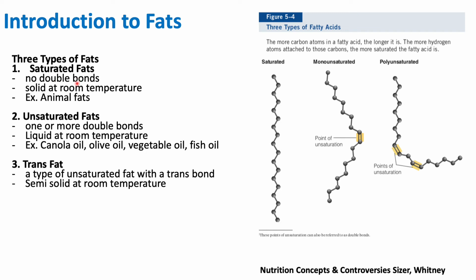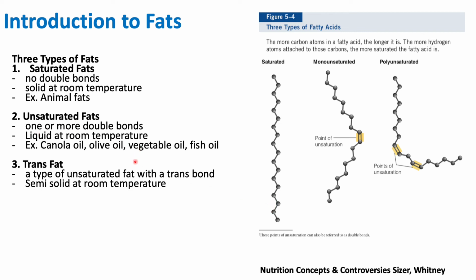There are also 3 types of fats. We have saturated, unsaturated, and trans fats. Saturated fats are defined as having no double bonds, so they are completely saturated with hydrogen, and they are solid at room temperature. And an example of this is animal fat. Animal fat will be solid at room temperature because it has no double bonds. And this is what a saturated fat looks like. It has no double bonds. It's completely saturated with hydrogen.